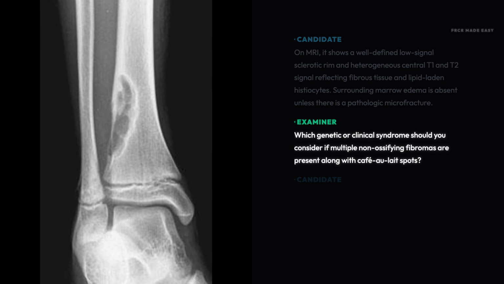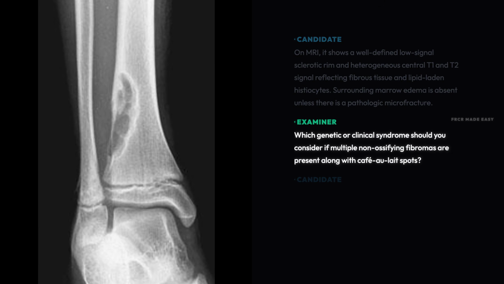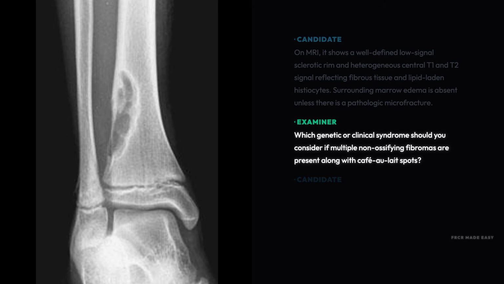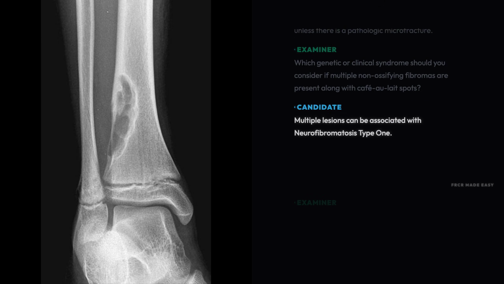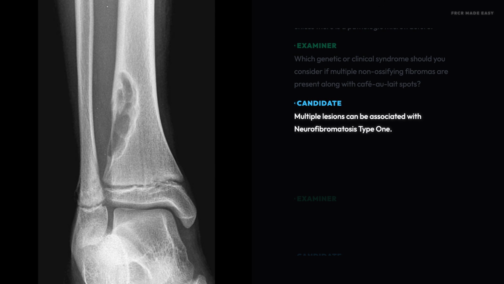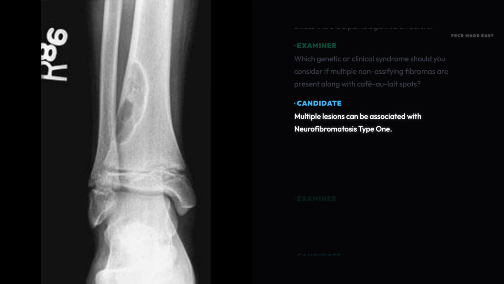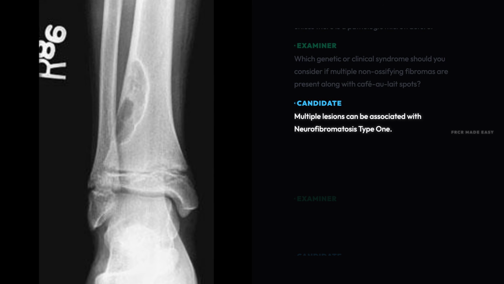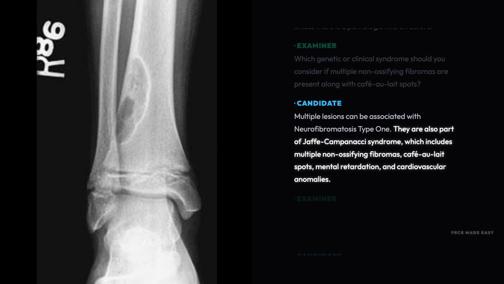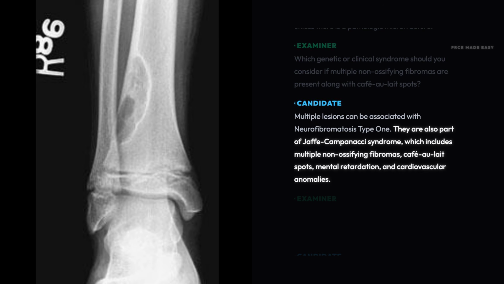Which genetic or clinical syndrome should you consider if multiple non-ossifying fibromas are present along with café-au-lait spots? Multiple lesions can be associated with neurofibromatosis type 1. They are also part of Jaffe-Campanacci syndrome, which includes multiple non-ossifying fibromas, café-au-lait spots, mental retardation, and cardiovascular anomalies.